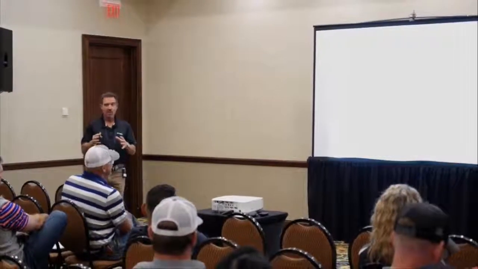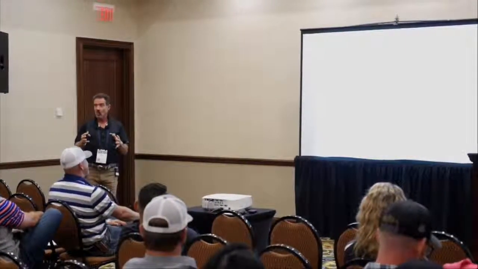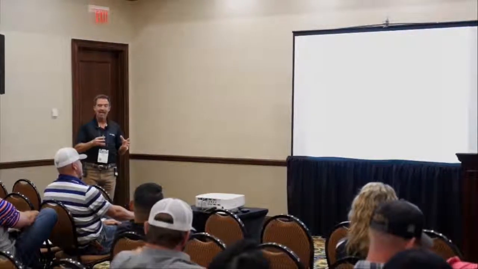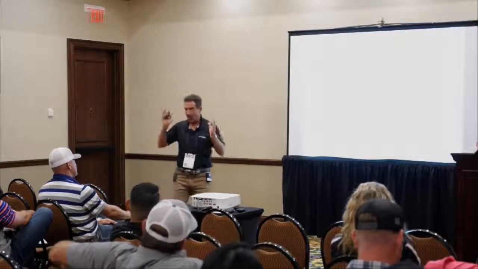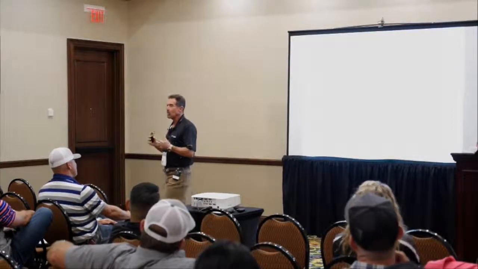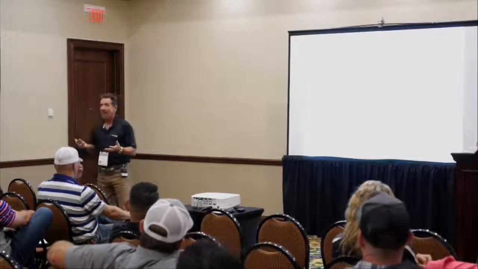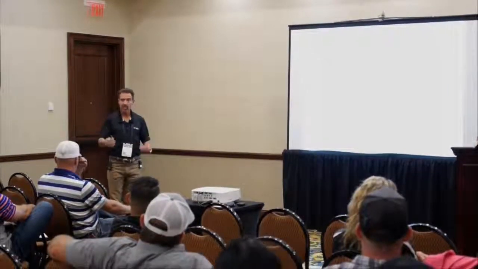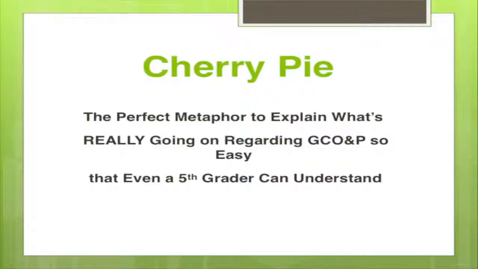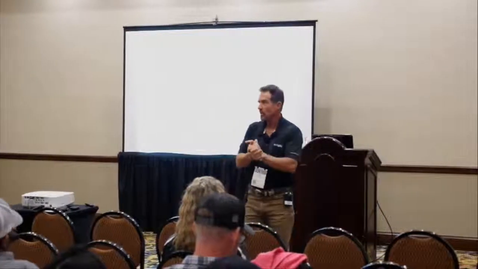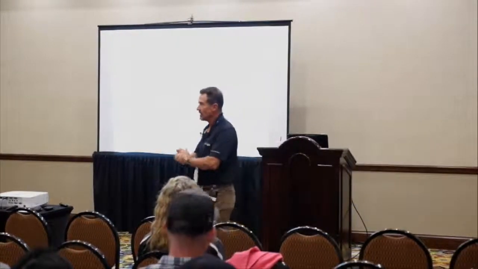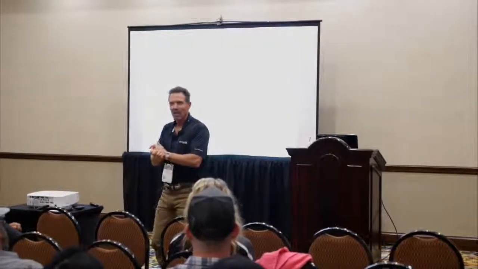Most contractors actually don't get what overhead and profit really is and what's really going on. And the consumer certainly doesn't. So I wanted to create an analogy, a metaphor, that a fifth grader could understand so you understand what's actually going on with overhead and profit. And I did. It's called the cherry pie analogy. It takes 2 minutes to explain this. I've been having a hankering for cherry pie. You can tell I'm from Texas because I'm having a hankering for cherry pie.